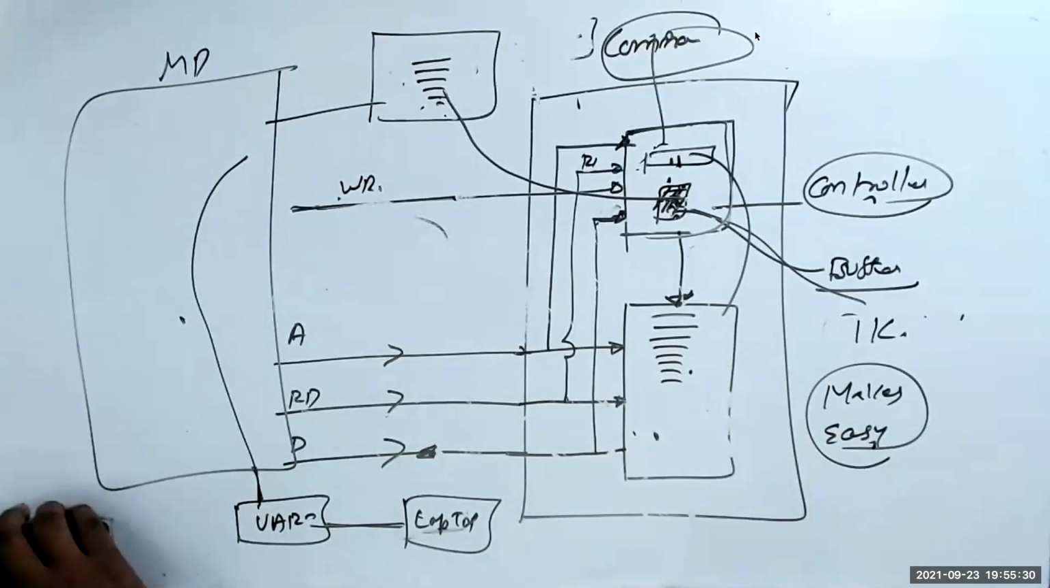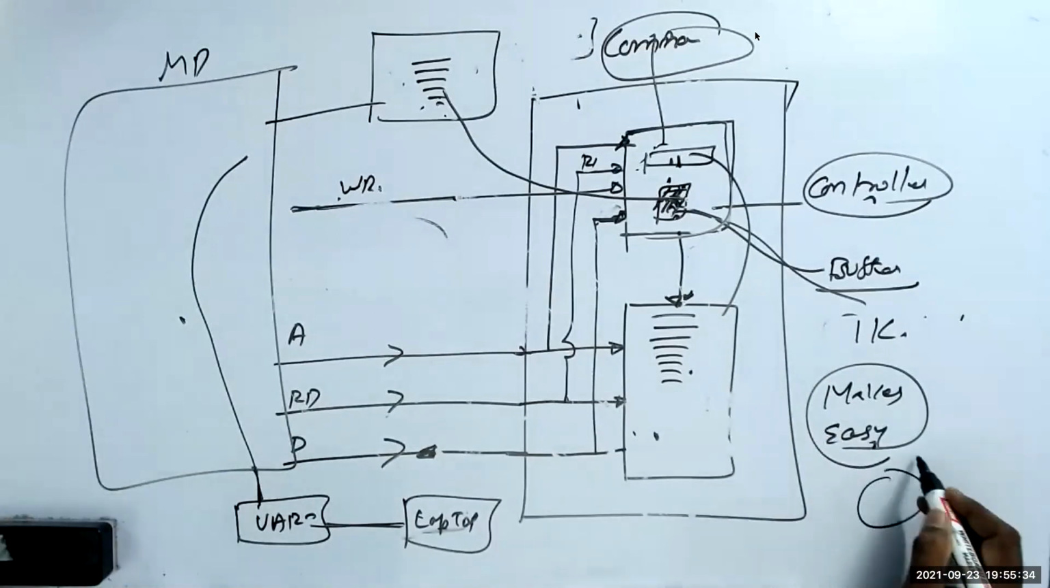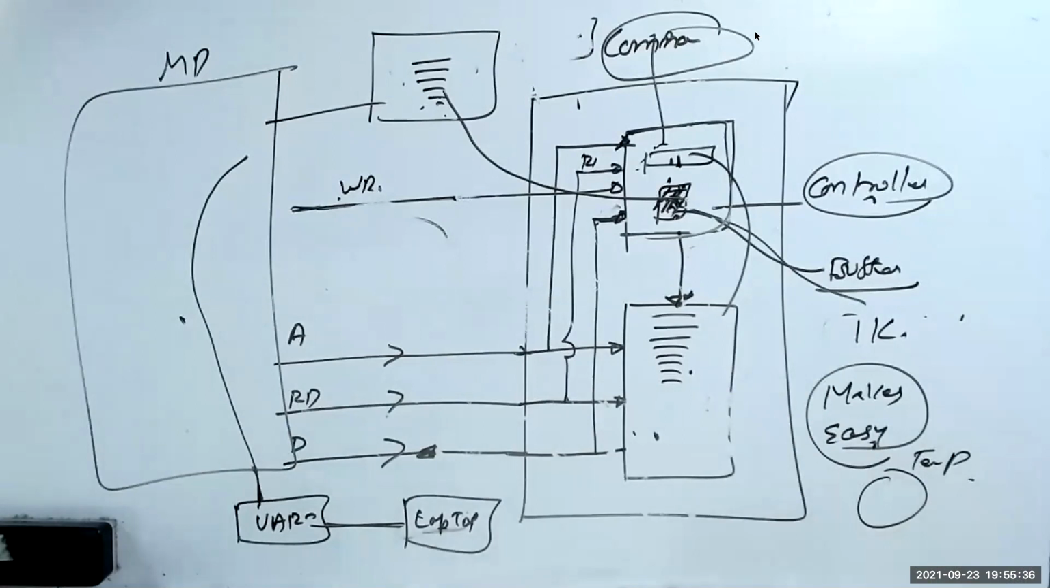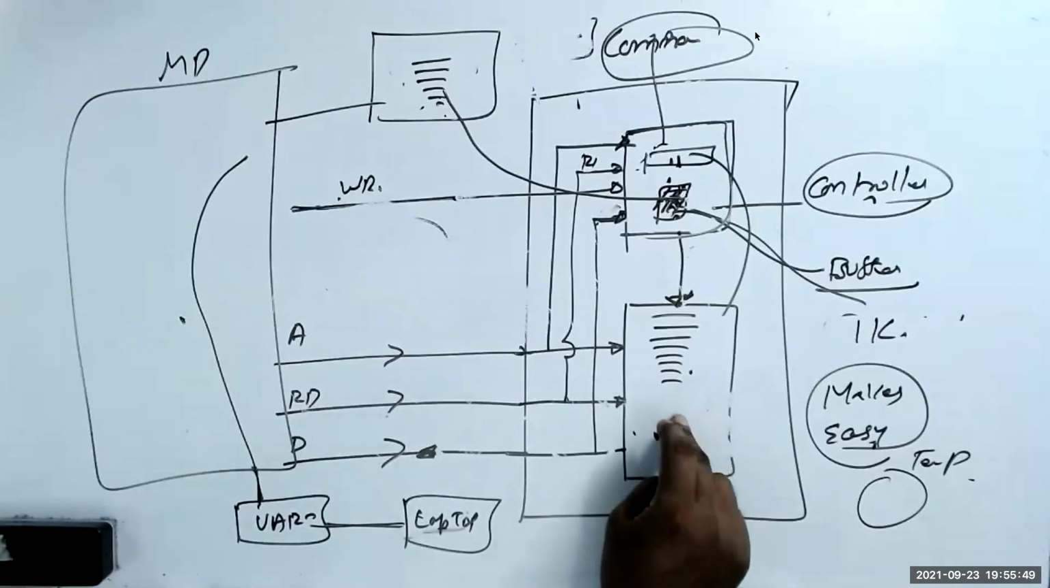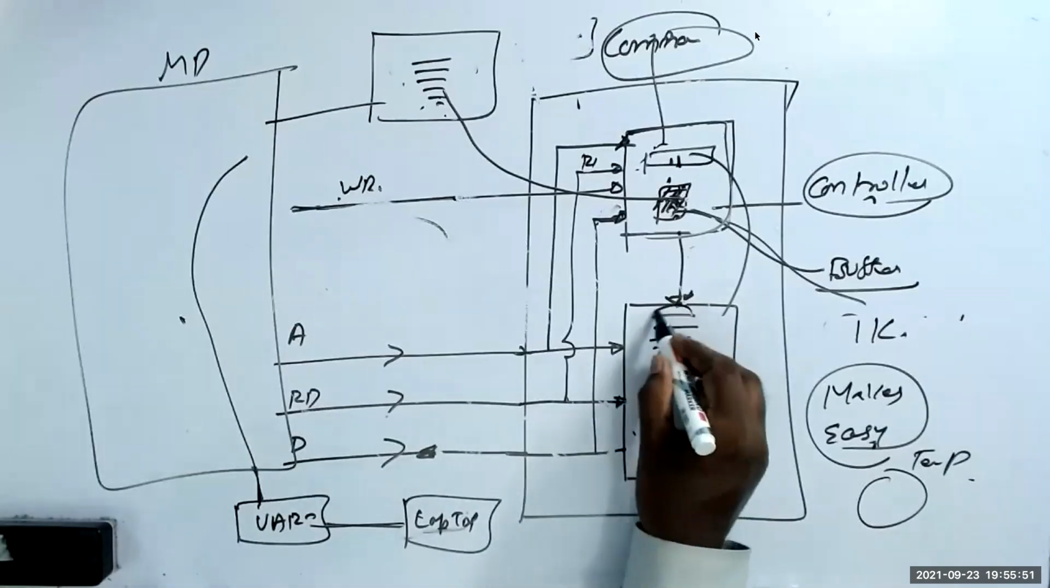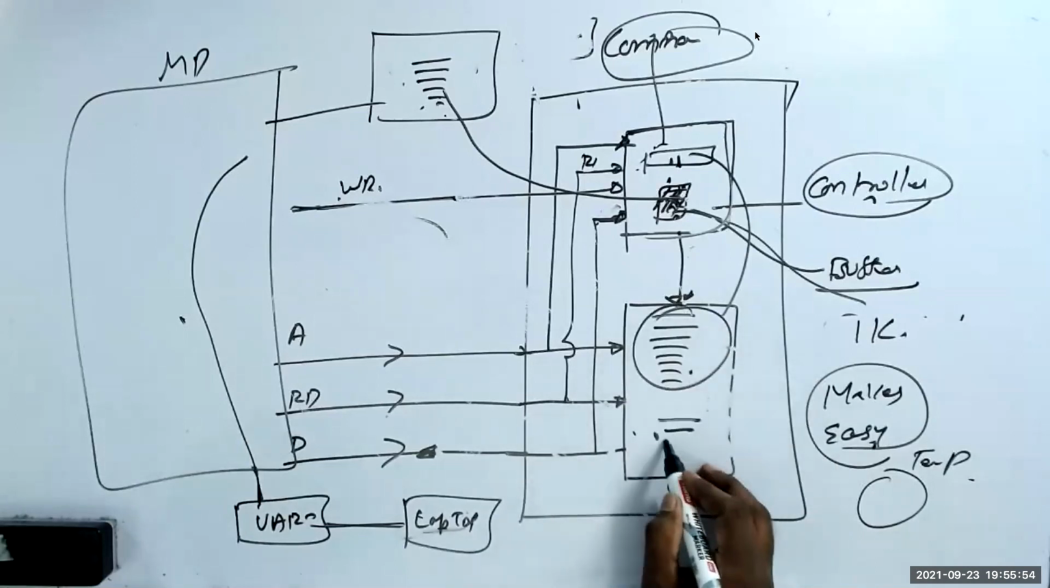Then I have a temperature sensor. That guy is checking the temperature every 1 minute. I want to store the temperature, and I have a flash. My program will write it to the flash.